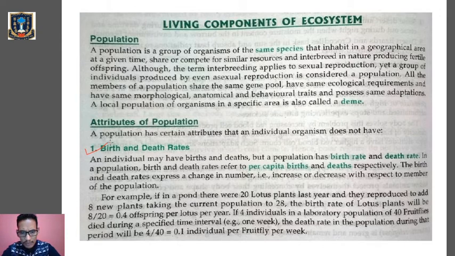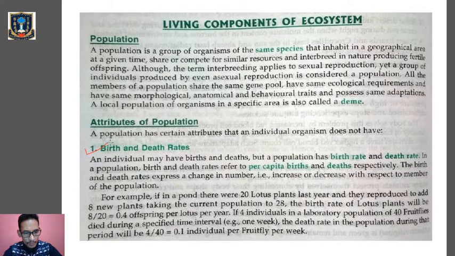When we consider an individual organism, that individual will have a birth and a death. An individual may be given birth or may be dead. But when we consider the entire population, a group of organisms, then that population will have a birth rate and a death rate.